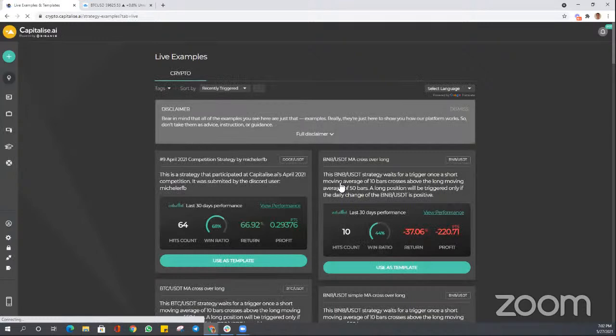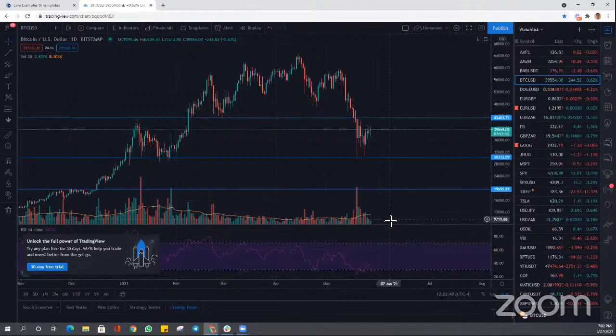So there we are, we're logged in. I'm logged in on another screen, so that's brought me straight in. Most of you will obviously have to log in. The first page you'll see here is the examples page, where traders can get some inspiration. Let's get TradingView up here for a moment and have a look at Bitcoin, hitting a support level around 30,000, and it looks like it's maybe bouncing back up.